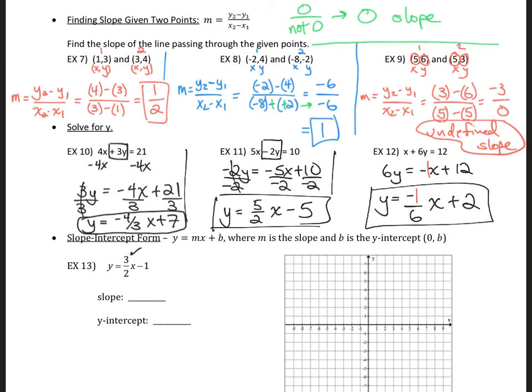How does that help us? Well, there's the slope, right? There it is. It's m. It's the number that is multiplied to x, aka the coefficient. And here is b. b is not technically the y-intercept. It's the y-coordinate of the y-intercept.